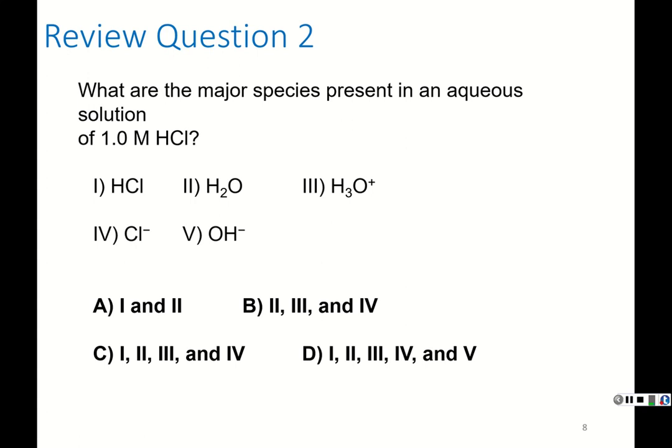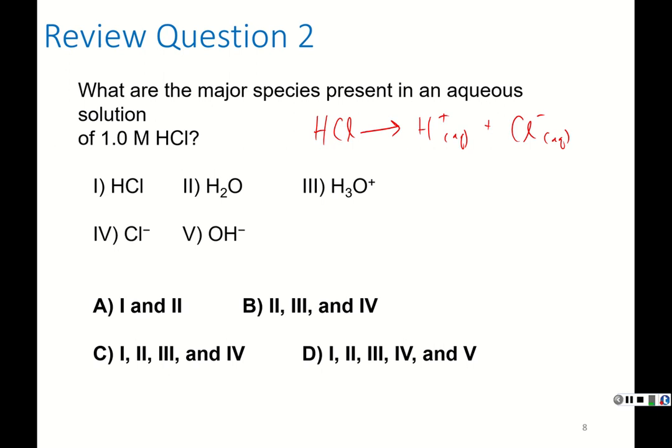Okay, question 2, which are the major species present in an aqueous solution of HCl? Okay, so when HCl, hydrochloric acid, is put into water, what you get out are H plus cations, protons, and Cl minus or chloride anions. Okay, so this is a strong acid. In solution, it dissociates completely. So you don't have any of the combined HCl remaining in solution.